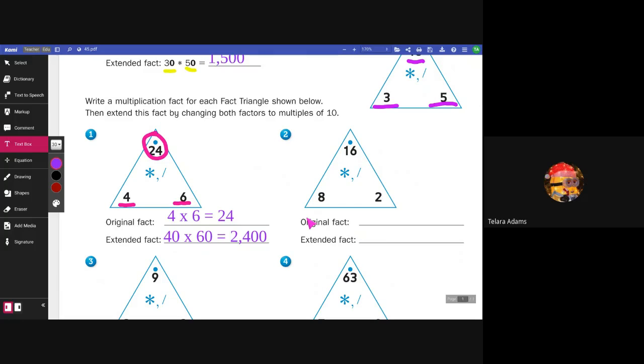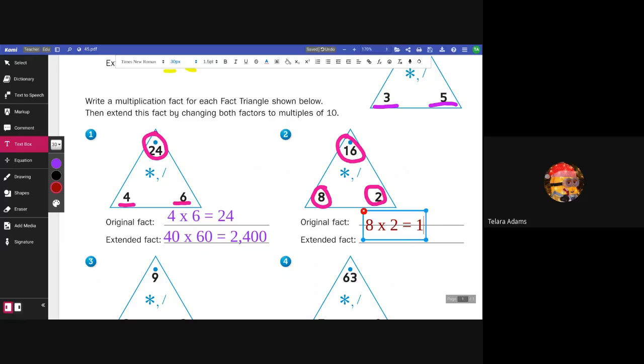What is my original fact? Yep. 8 times 2 equals 16. Yes, my answer is right here at the top of this triangle. So I'm going to type that on the line. 8 times 2 equals 16.